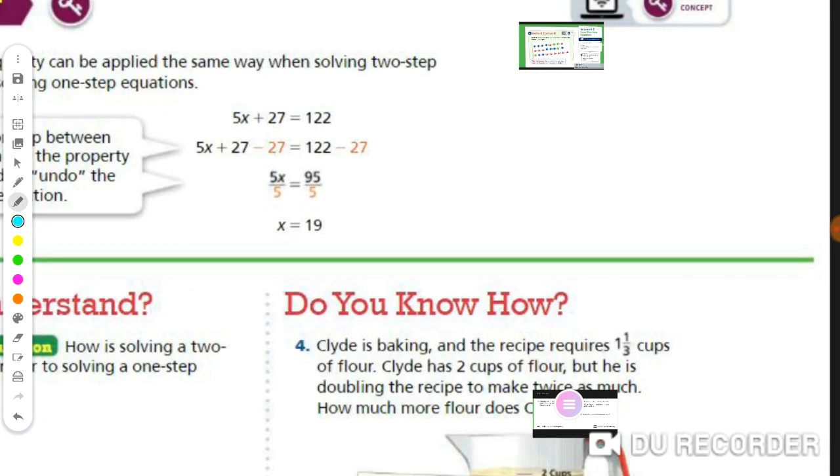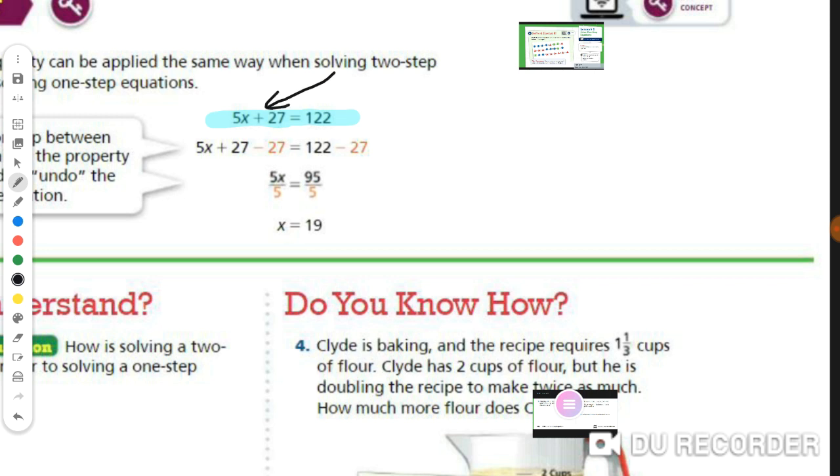Like this one. Okay, 5x plus 27 equals 122, and I will ask you to find the solution. Find the solution here means find the value of x. Solution here, value of what? X. I need x equals what?